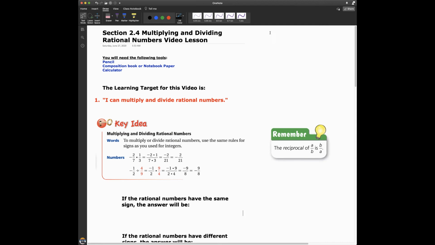So you'll need a pencil, composition book or notebook paper, and a calculator as always. And the learning target for this video is I can multiply and divide rational numbers.